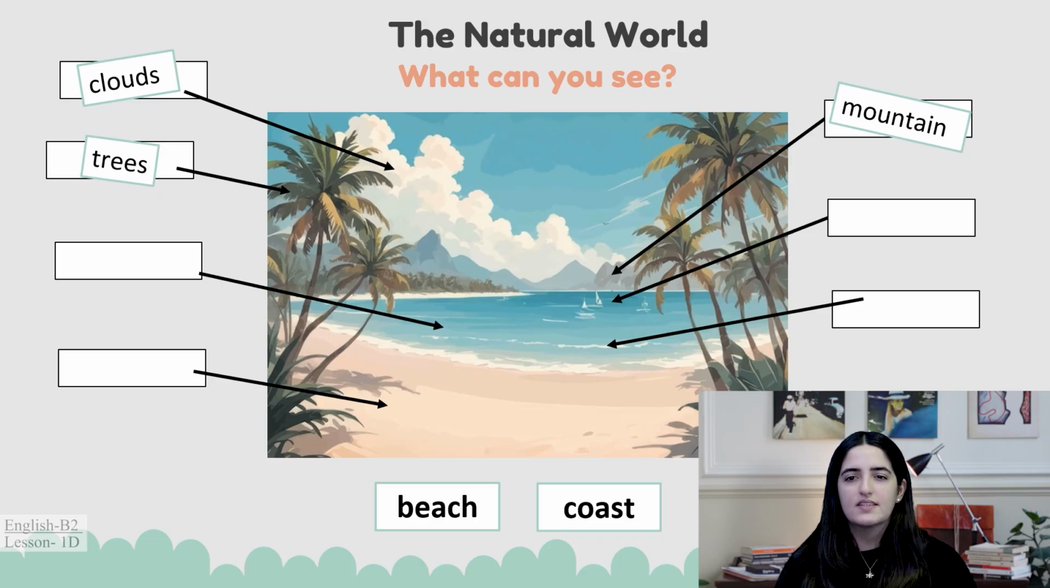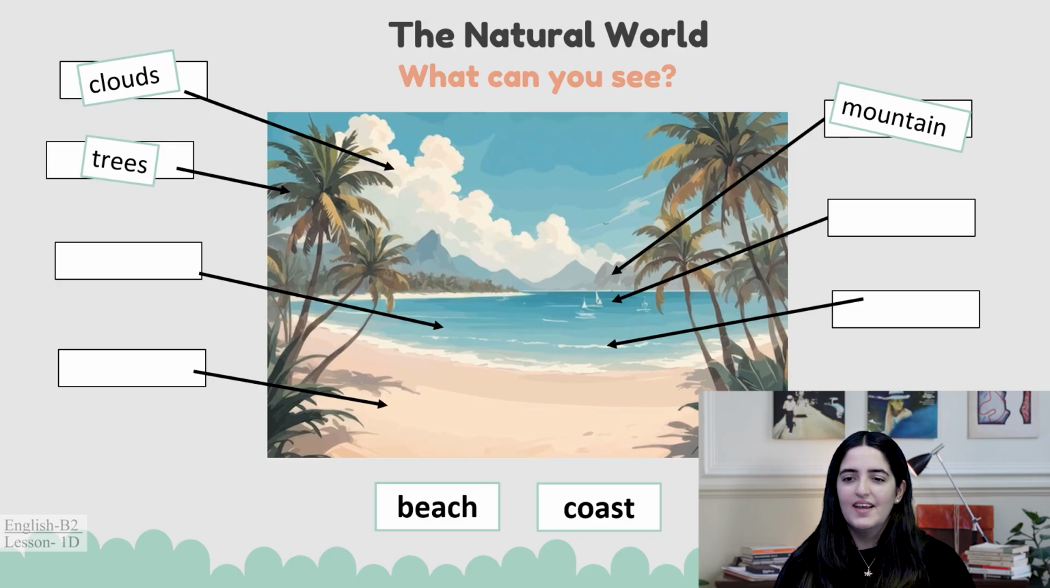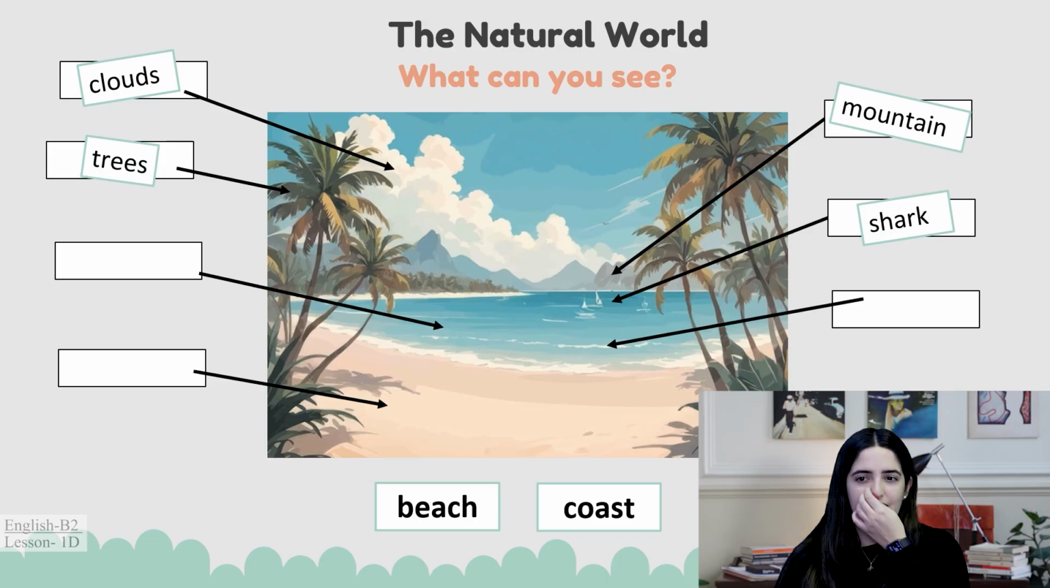What's next? Underneath mountain, do you see there's a fin coming out of the water? Something coming out of the water. Maybe you can see it properly, better than I can. Pause and answer. It's a shark. A shark. Okay, next, under trees, what comes next? What is that body of water called? Pause and answer. It's called the sea.